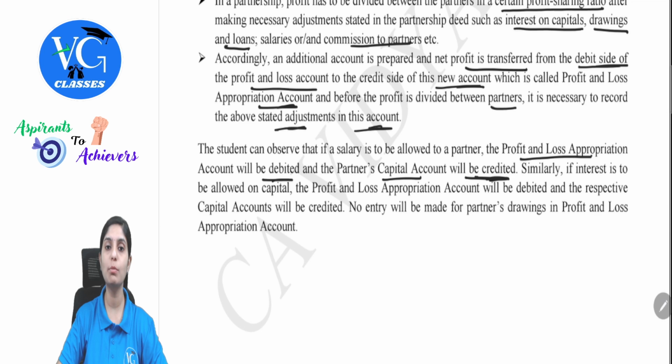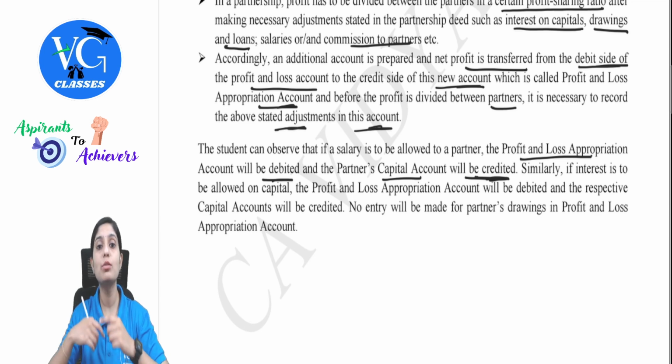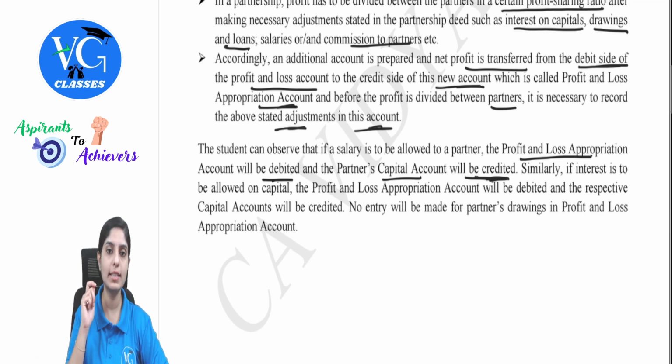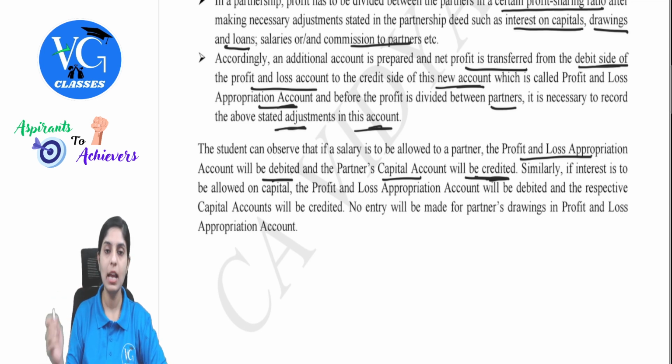Similarly, if interest is to be allowed on capital, now understand one thing, capital is invested by the partners in the firm. Correct. Now, since the firm has to repay it, the firm will record this as a liability. Now, think from the partners' point of view, they have made an investment. For them, it would be an asset. Now, we are recording all these transactions from the partnership firm's point of view. Now, when the interest is demanded by the partners, the partnership firm has to pay interest on capital.